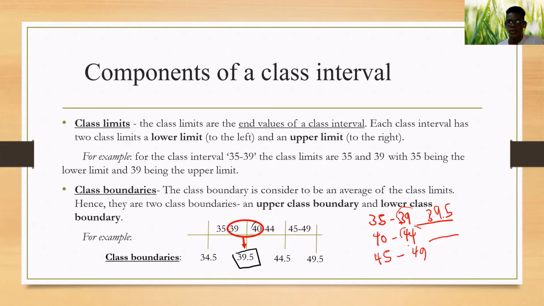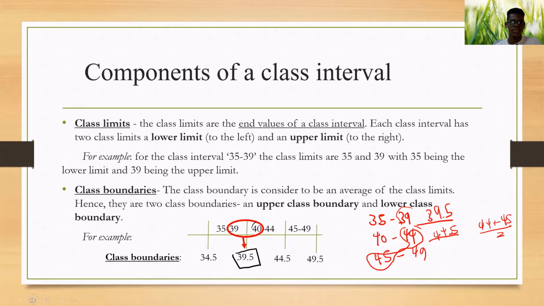So we just take these two, find the average value between those two, 44 plus 45 divided by 2, and that should give us 44.5. Do this enough times, you will recognize you just need to add 0.5.